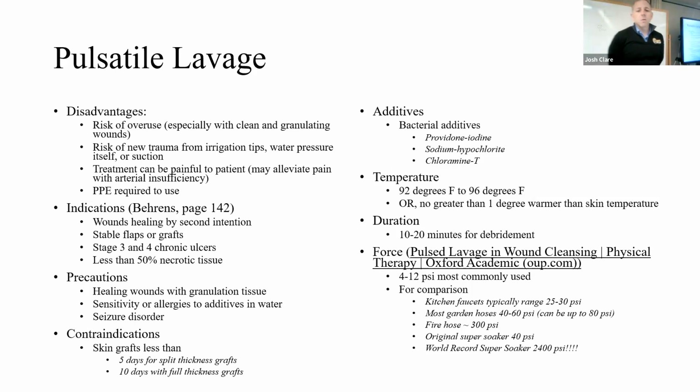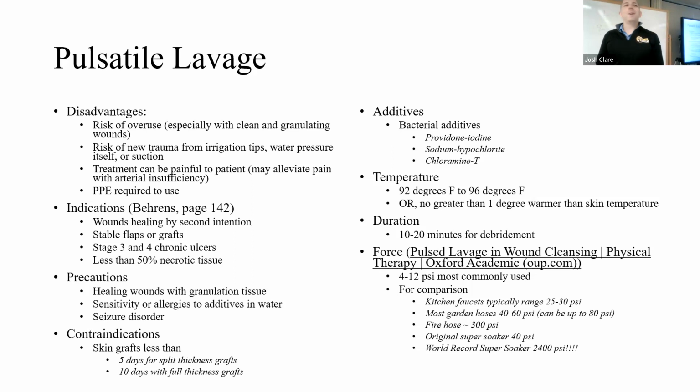The force of pulsatile lavage is 12 to 15 psi, most commonly used. So I read this in the textbook and I went a little crazy. I went down a very big rabbit hole, came out of it a few hours later. For comparison, most kitchen faucets range between 25 and 30 psi. That's not a ton, is it? Garden hoses, most 40 to 60, could be up to 80 psi. Fire hose, 300 psi. The original Super Soaker, 40 psi.